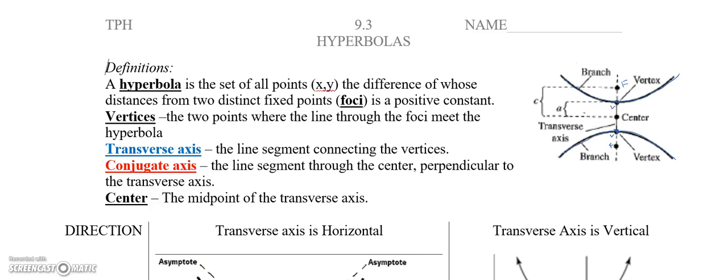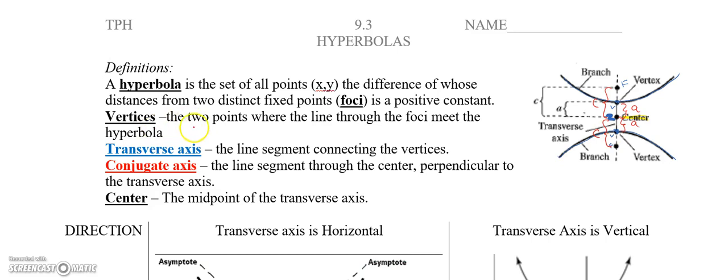We're going to have the center. Our center is right here in the middle, and we're going to label our center with the letter C. And then we have our distances, our a, b, and c distances, just like we did with ellipses. From the center to a vertex is distance a, and from the center to the other vertex is also a. From the center to a focus point is c. From the center to the other focus point is also c.